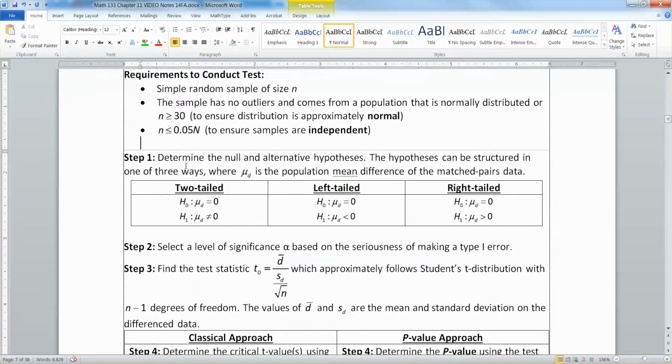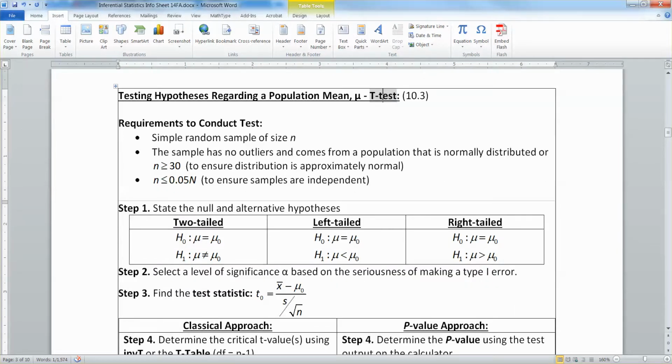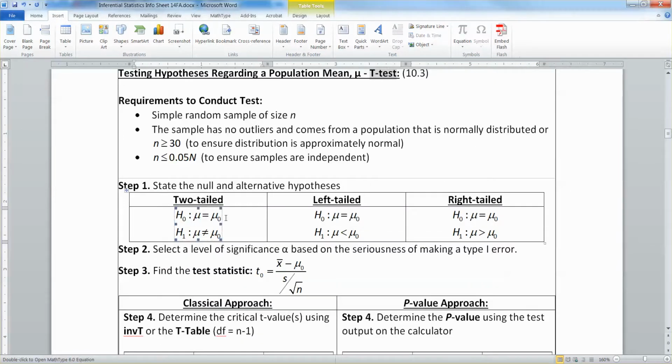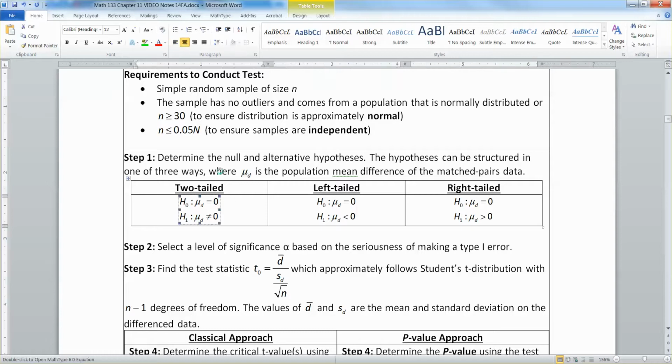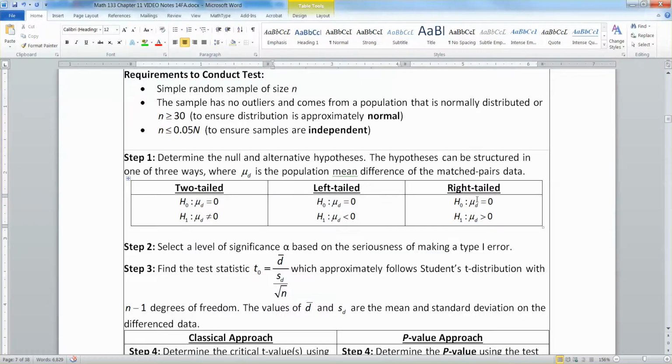All right, so let's look at step one. You're going to determine your null and alternative hypotheses. Now, these are structured about mu d, the population mean difference of the matched pairs data. If you notice, they look quite similar to what we learned in chapter 10 with the t-test, which is mu equal to mu 0, mu not equal to mu 0, and so on. The thing about these tests is that your null hypothesis always has 0, because you always assume that there is no difference between the two groups. If you have no difference, then when you subtract them one from another, you should have 0, right? That would be no difference.